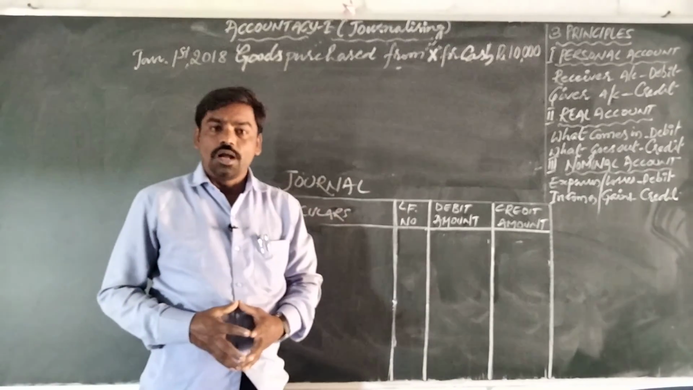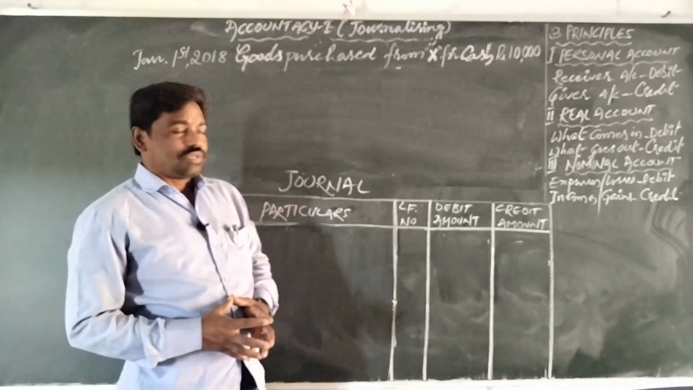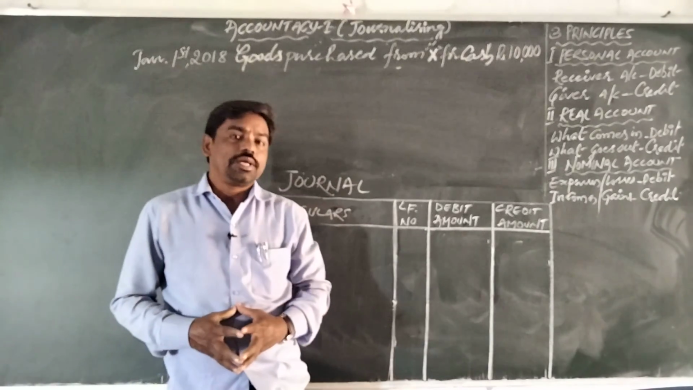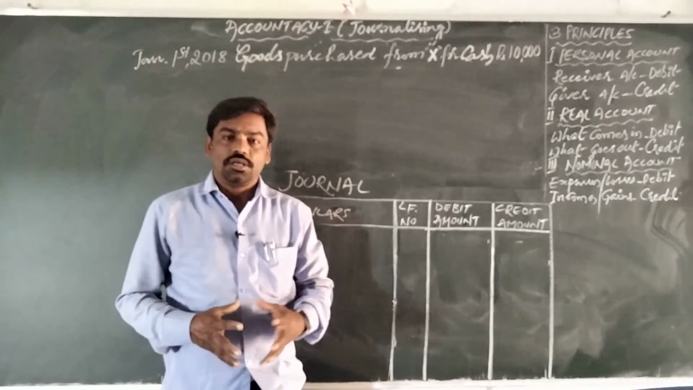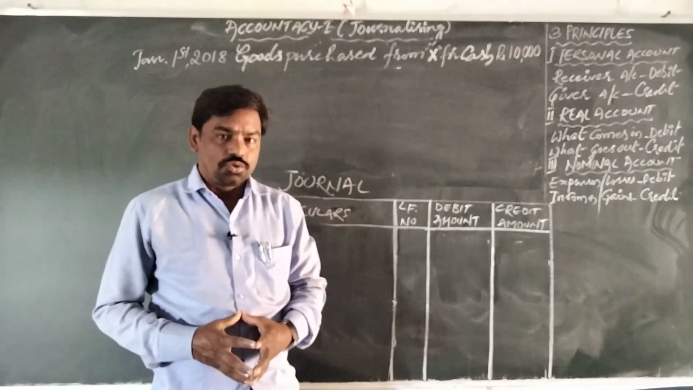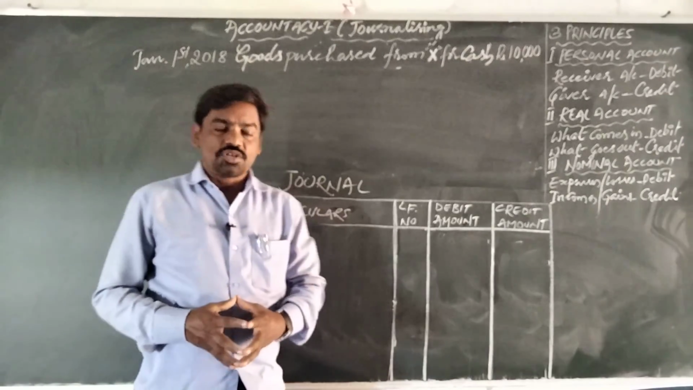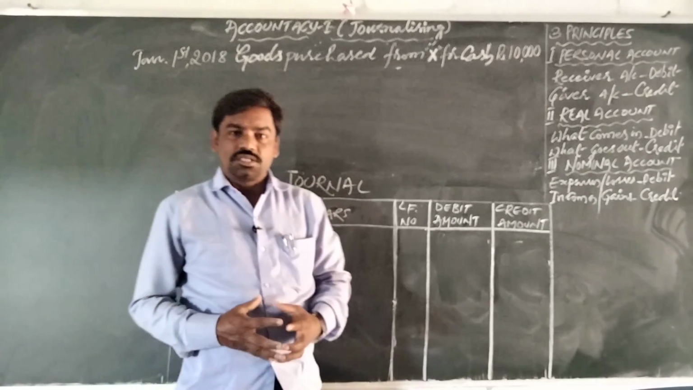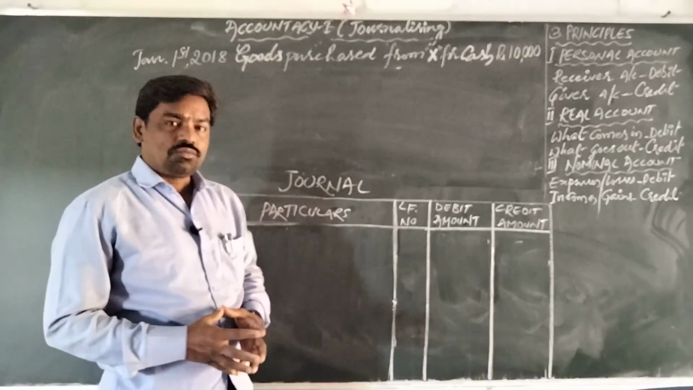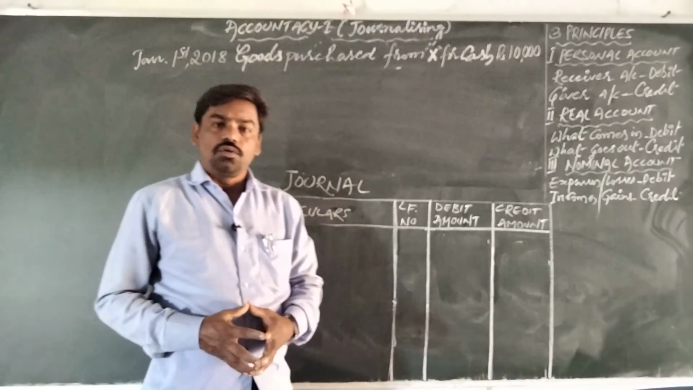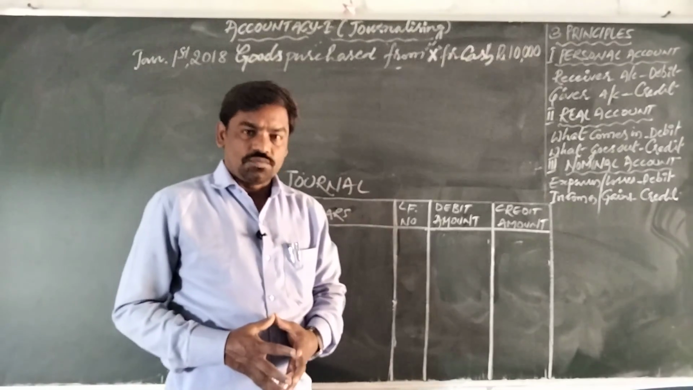Today I am going to teach you CEC first year accountancy, in the topic journalizing business transactions in the book journal. Students, you all know that there are three types of accounts. One is personal account, second one real account, third one nominal account, and these accounts have their own accounting principles. First one, personal account.